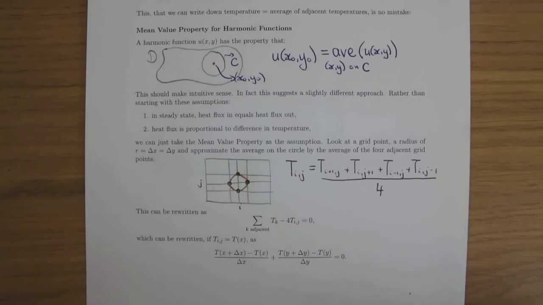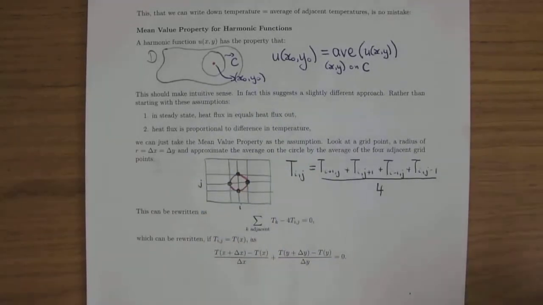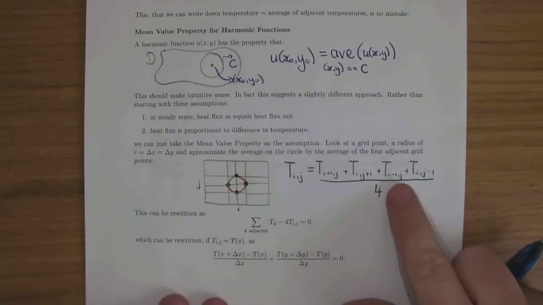Okay. So what we showed in an earlier video is that when you're in steady state, the heat flux into any element equals the heat flux out, and we said heat flux is proportional to difference in temperature, and we derived, excuse me, we derived Laplace's equation. So we take another approach, take the mean value property as the assumption. Assume that this is what temperature obeys, that the temperature at each point is an average of the temperatures around it, and write this down.